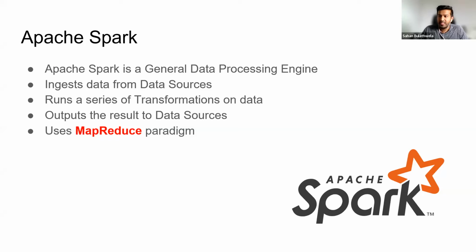So what it can do is it can ingest data from different data sources like SQL databases, BigQuery type of big data, NoSQL databases, from block storage like S3, and then it runs a series of transformations on the data to do the manipulations we want to do in these large data sets. And then it also outputs data into different data sources. And primarily, the Spark system uses the MapReduce paradigm, which is something that we are going to look at going forward today.